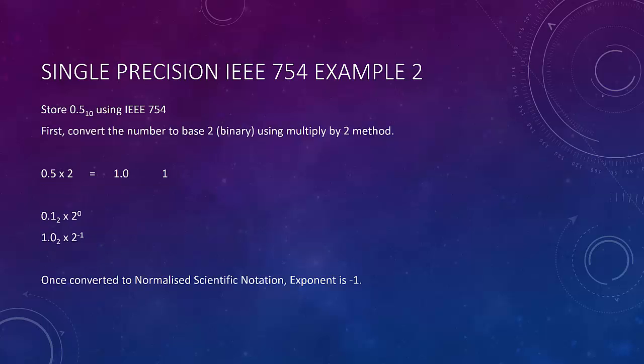Second example, so we're going to store 0.5 in base 10 using IEEE 754. So 0.5 times 2 gives us 1.0. Take the 1, and that's what we're left with. So it's 0.1 in binary. The exponent there is 0. We want to represent this normalized, so 1.0 times 2 to the minus 1, because we had to shift 1 column over.